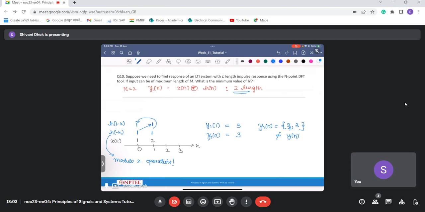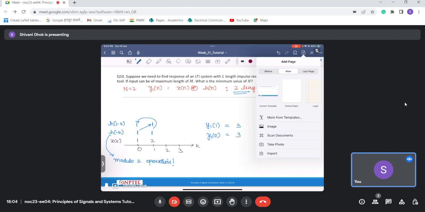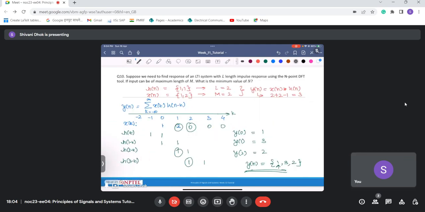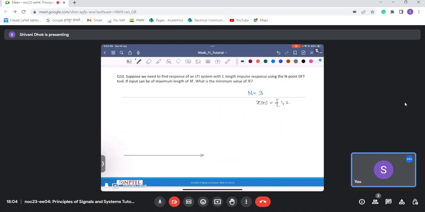Now let me consider N equal to 3. So if I have N equal to 3, I can write my x[n] as 1, 2, and I can append a 0. Similarly, my h[n] is 1, 1, 0. Because I need to find N length, the signal length should be equal to N, which is 3. So I'll append zeros to it. So this is 0, 1, 2, 3. My x[k] is 1, 2, 0.